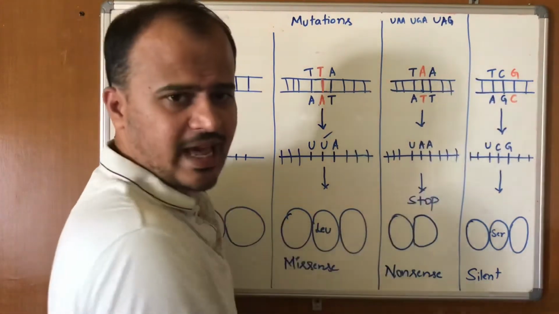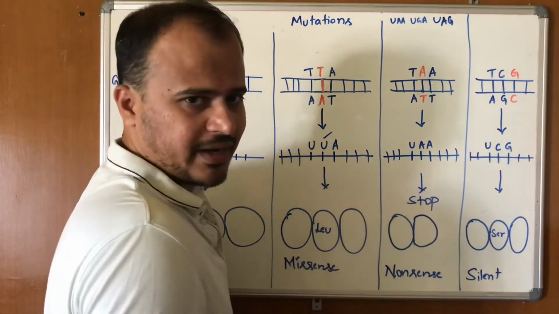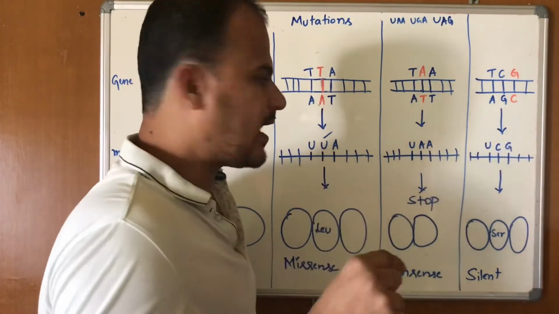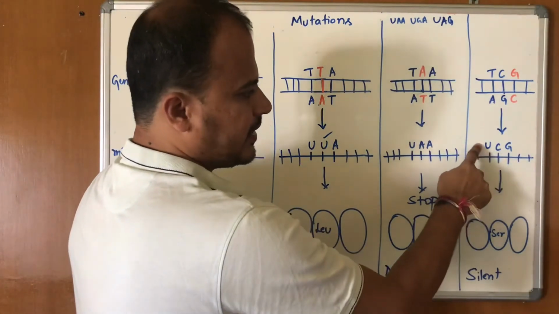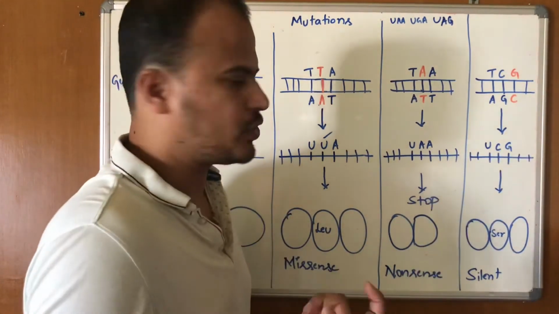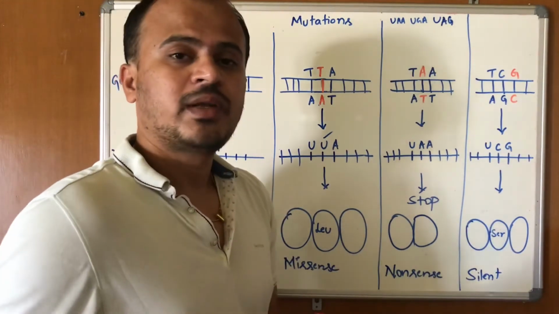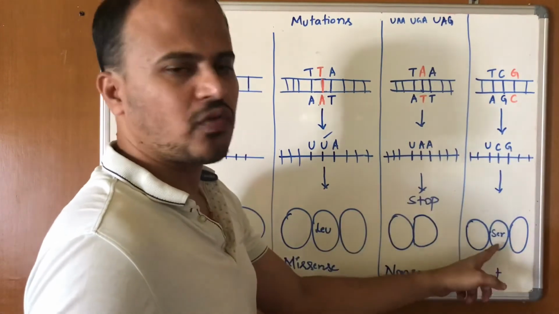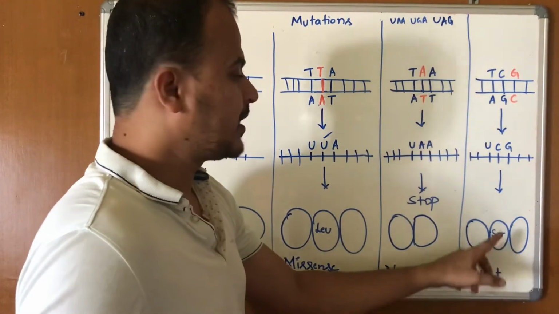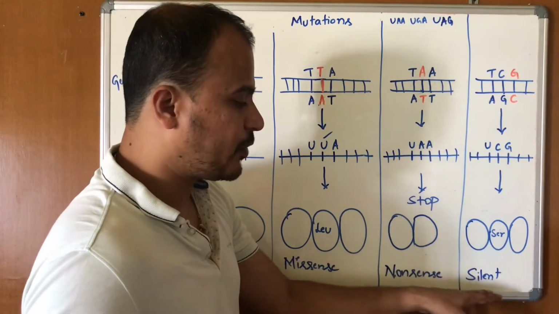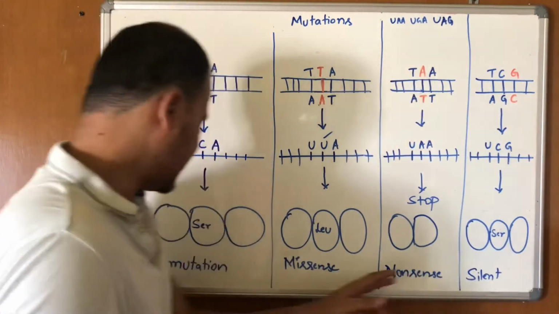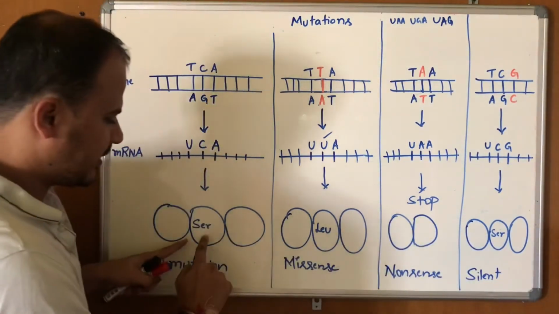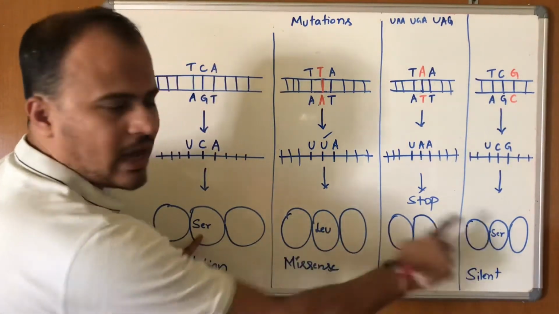This mutation is carried to the next level, that is to the mRNA during transcription. When the AGC is recognized by the RNA polymerase, in the mRNA it gives rise to the codon UCG. In the genetic code table, UCG codes for the amino acid serine. Now this is called a silent mutation. Why are we calling it a silent mutation? Because if you look at the amino acid in this position, both are serine.